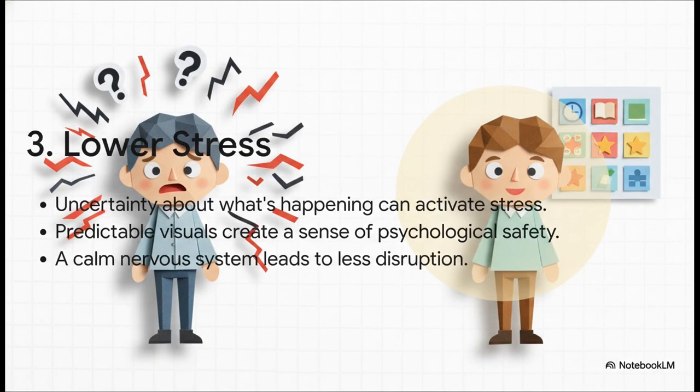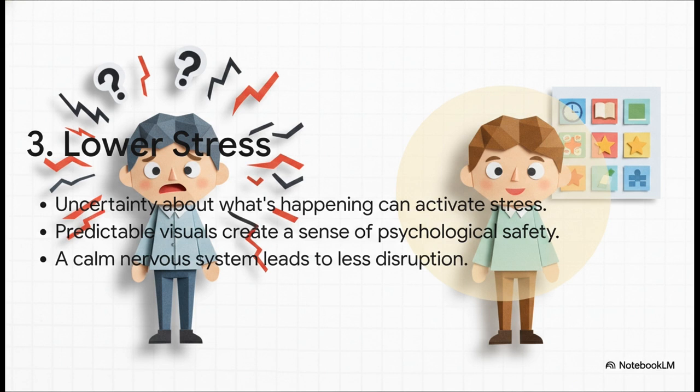And third, and this is a big one, they lower stress. For the human brain, uncertainty is inherently stressful. When a student doesn't know what's happening or what's expected of them, their nervous system can flip into a fight, flight, or freeze response.